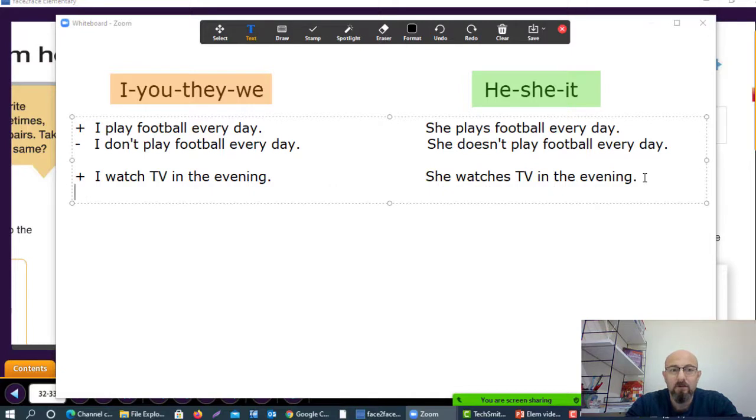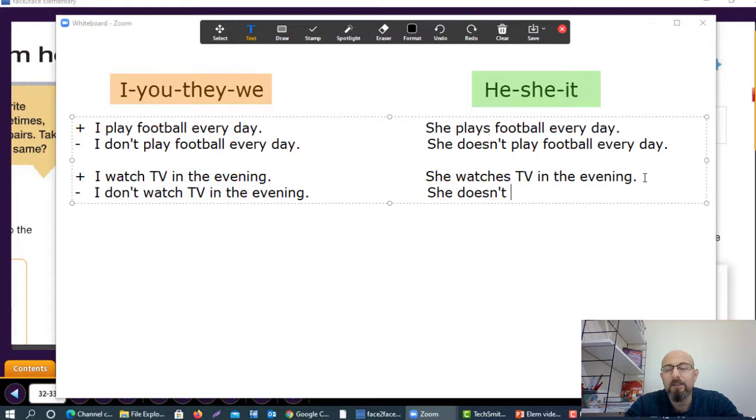Here again, we write the negative. Say I. The same thing, I don't watch TV in the morning, in the evening. And here, say again, she, the same thing, very good, doesn't watch. We delete, yes, we need the clean verb, infinitive. Okay, the verb clean, we don't add anything, we say infinitive. So the origin verb, watches, watch TV in the evening.